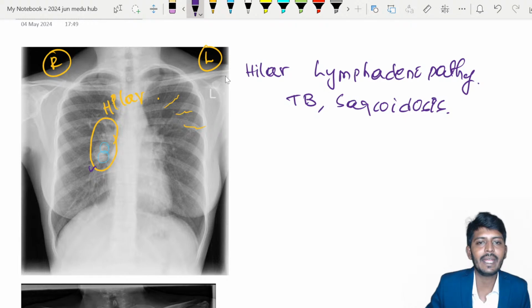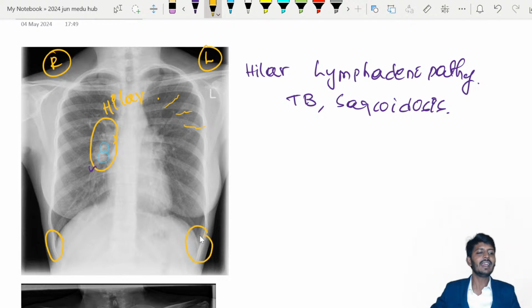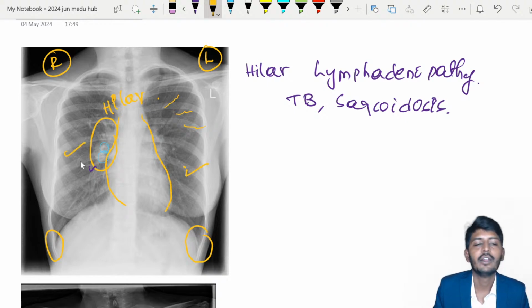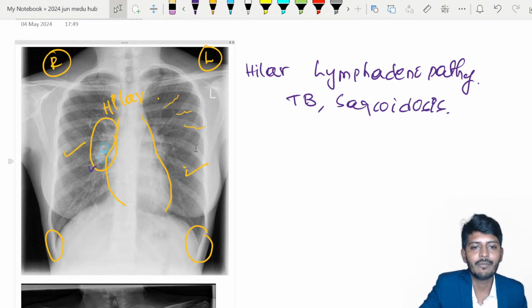Then the CP angle and the chest border. So what is this CP angle? Notice here, my dear students, very importantly, the CP angles. We are clearly able to see sharp CP angles, the costophrenic angles. That is telling me there is no abnormality, and the cardiac borders also look within the norm. And the lung parenchyma is also fine. So this is suggestive of hilar lymphadenopathy.